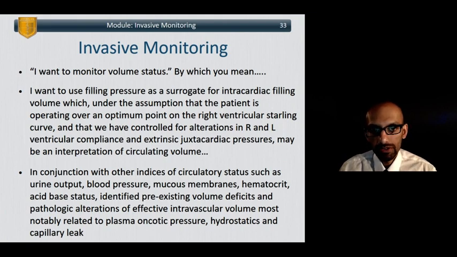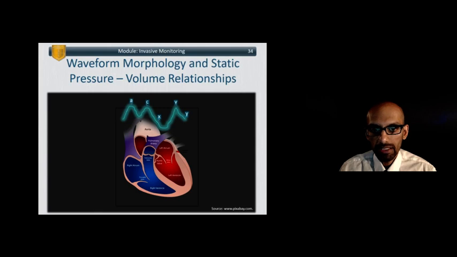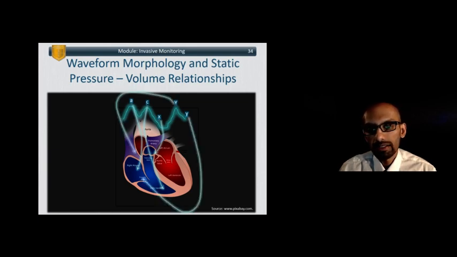Definitely just to review your morphology, CVP contains your A, C, and V waves and X and Y descent. A wave is a result of atrial contraction. C wave is ventricular contraction. X descent is when you lose your pressure because all the blood's going forward out the right ventricular outflow tract as the pulmonic valve opens. Your V wave is venous return to the right atrium, and your Y descent is when your tricuspid valve opens and you lose your pressure because all the blood is moving forward into the right ventricle.